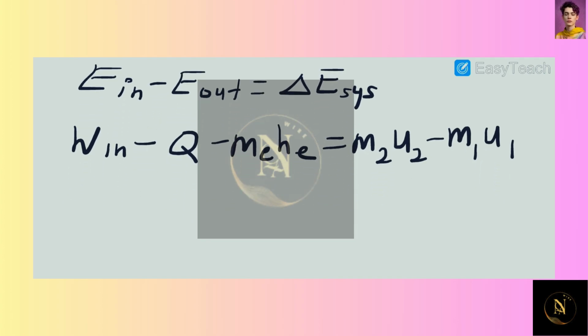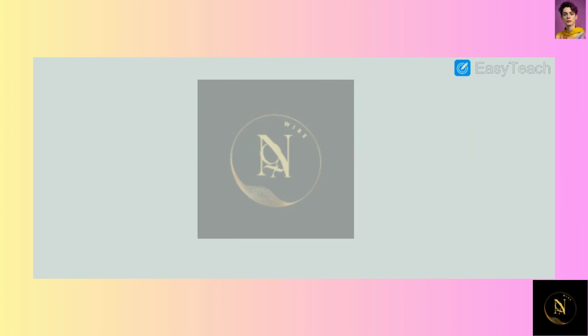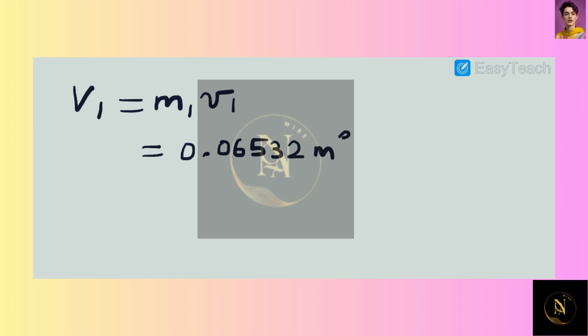Next, what we can do is go ahead and solve for the volumes at our initial and final state. We can say that initial volume V1 is just going to equal M1 times specific volume 1, and this is equal to 0.06532 cubic meters. Then our volume at 2 will equal M2 times v2, and this gives us a final volume equal to 0.04212 cubic meters.